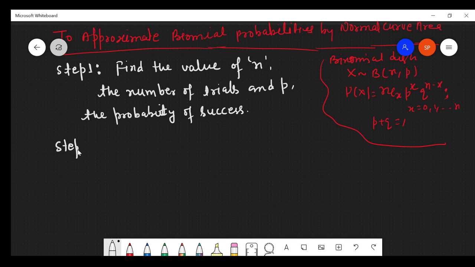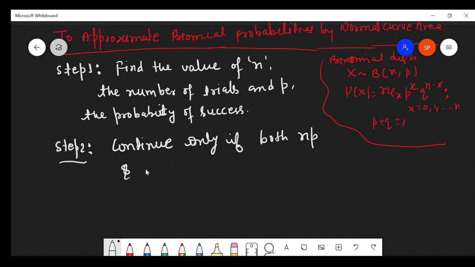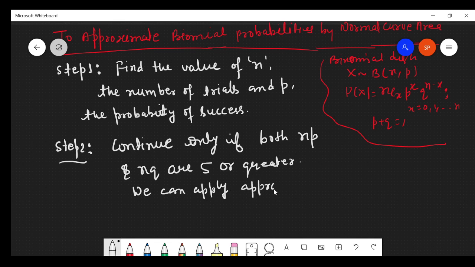Now the second step, step number 2: continue only if both np and nq are 5 or greater. This means we can apply approximation theory, that is, we approximate the binomial probabilities by the normal curve.